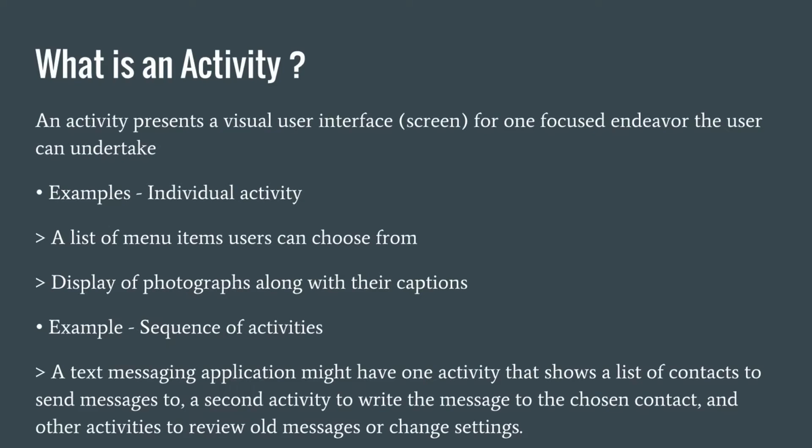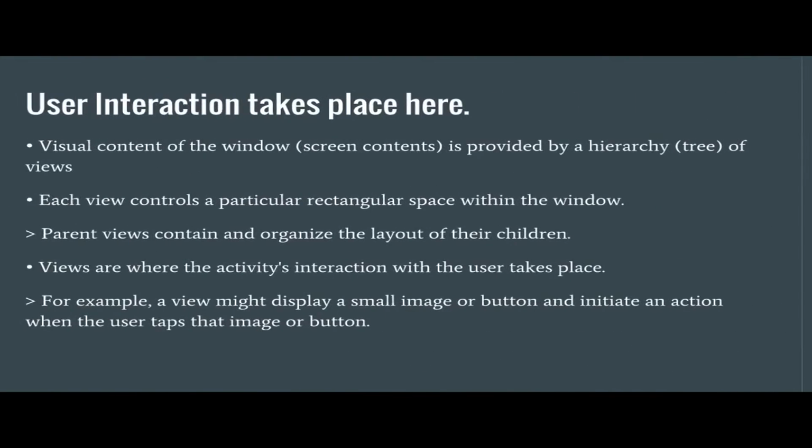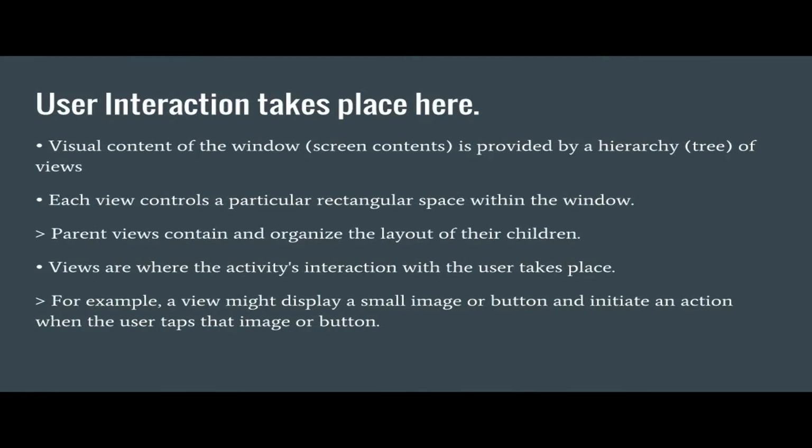Another example could be a sequence of activities. A user is doing a single task in a sequence of activities. For example, one activity allowing the user to select contacts for sending a message and another to compose that message, and then there is a third one asking for a final confirmation for sending that message to the selected contacts. So this could be the example of an activity. User interaction takes place here.